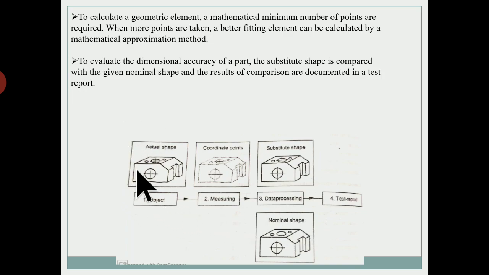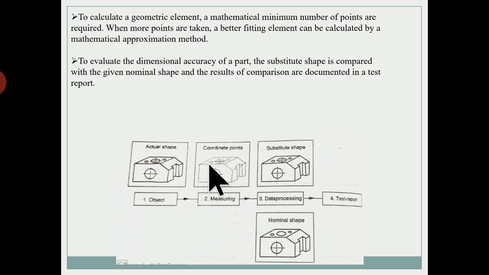In this diagram, this one is the actual shape. We want to develop a product based on this actual part. For that, first we want to identify the geometric points or dimensions of each and every component in this part. That process is done by using a CMM. This is an object. First, the object is measured using a CMM. The CMM generates a point cloud like this.